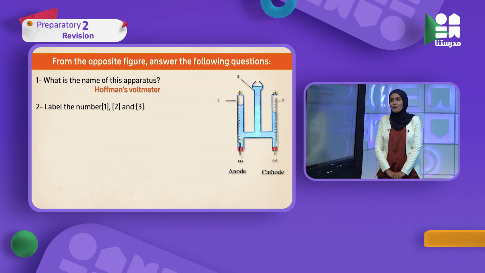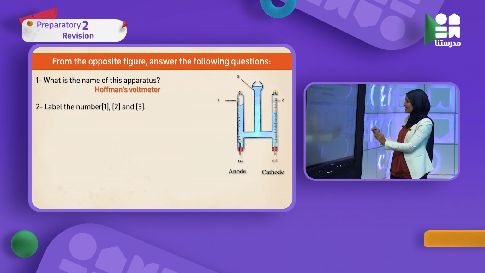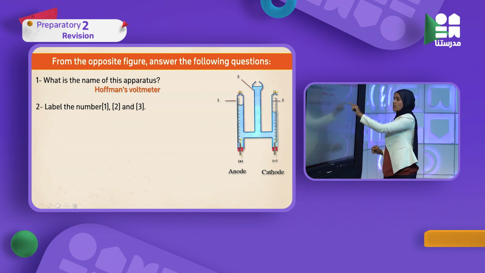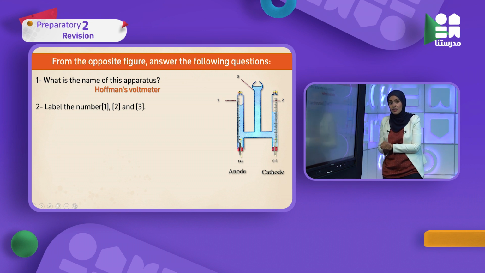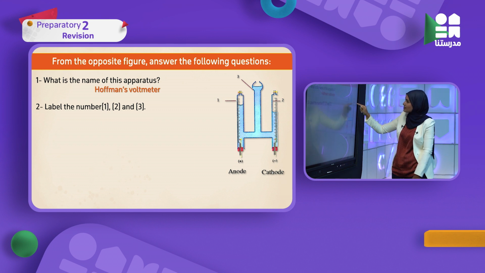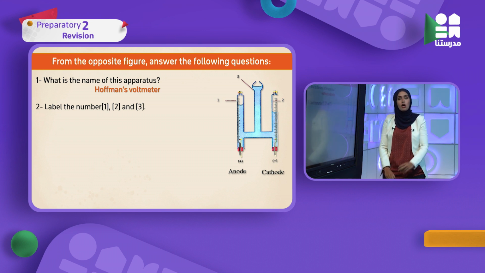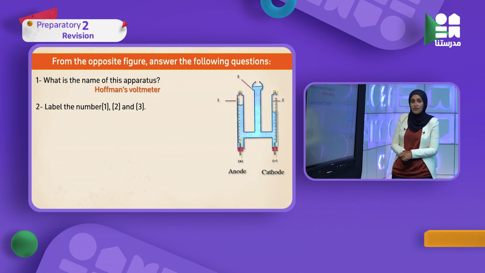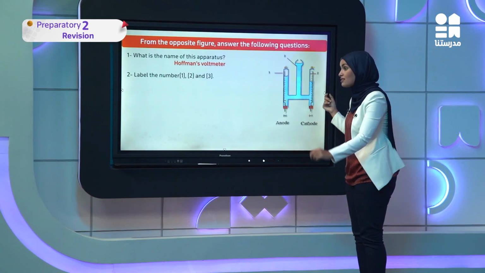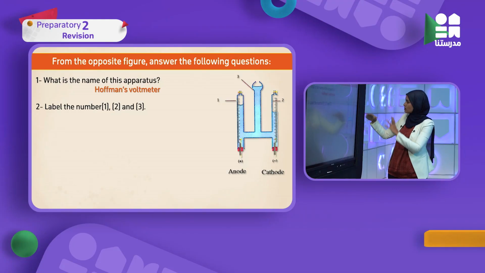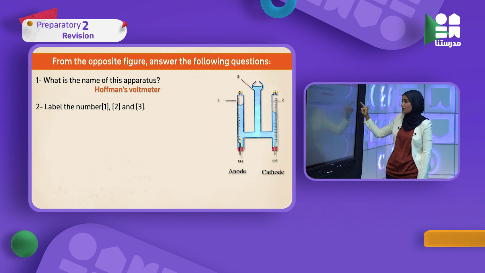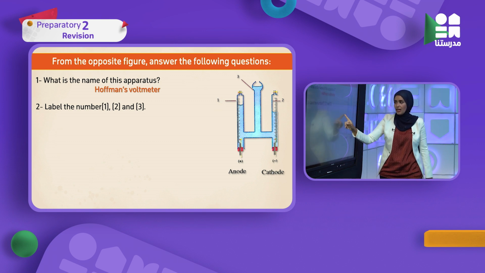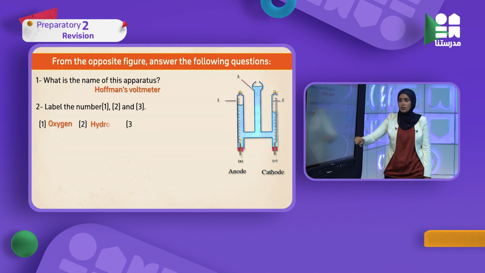I have to be very focused now. Label numbers 1, 2 and 3. Here I have to look carefully. Number 1 is pointing at this gas. Number 2 is pointing at this gas. Number 3 is pointing at this liquid. Here a gas and here a gas. I know that in Hoffman's I have oxygen and hydrogen. Which one is oxygen and which one is hydrogen? I know that hydrogen is double the volume of oxygen. I start by looking at which one is bigger. This side is bigger, so number 2 is hydrogen and number 1 is oxygen.